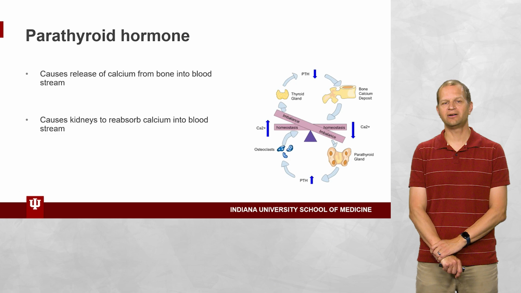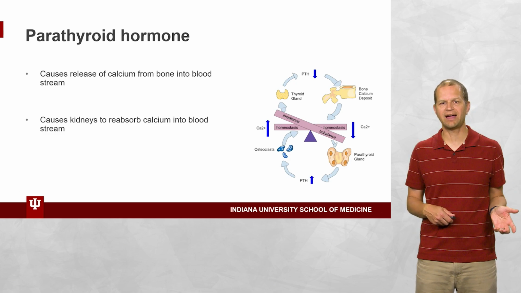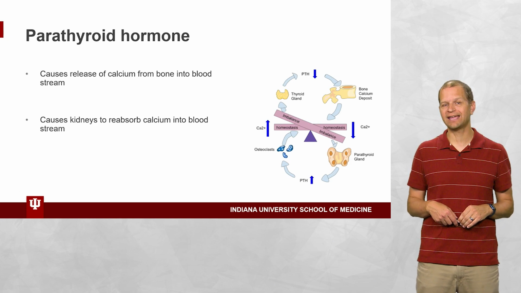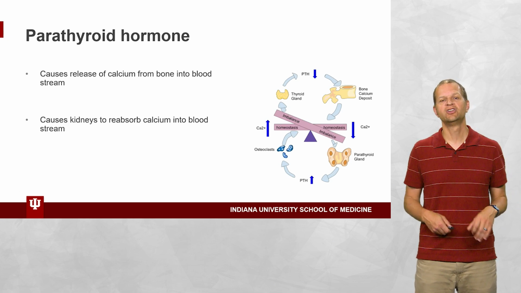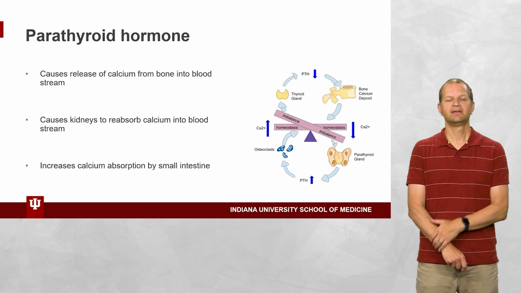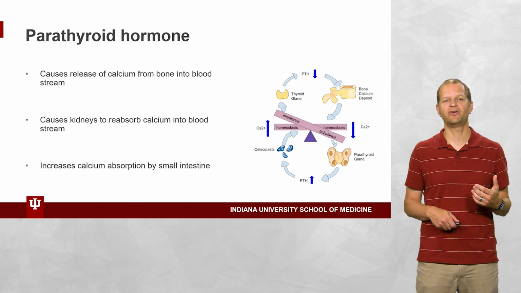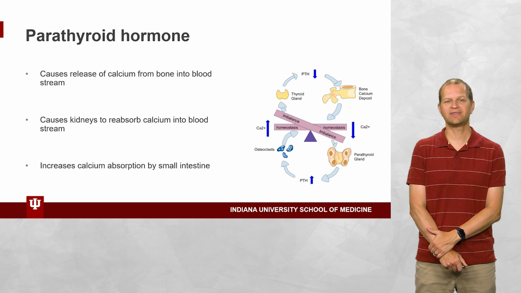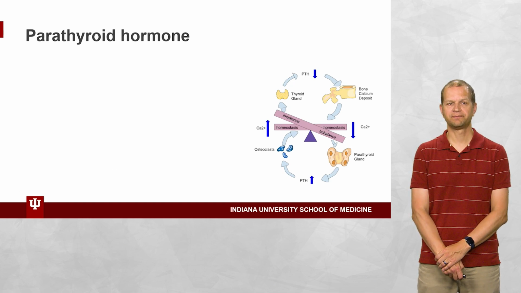This also allows the kidneys to reabsorb calcium into the bloodstream. So parathyroid hormone causes osteoclasts to break down bone so we have more calcium. It also causes kidneys to reabsorb calcium that's in the filtrate back into the bloodstream. And then the last thing is it also helps increase calcium absorption from the small intestine into the bloodstream. So parathyroid hormone helps increase blood calcium three different ways.